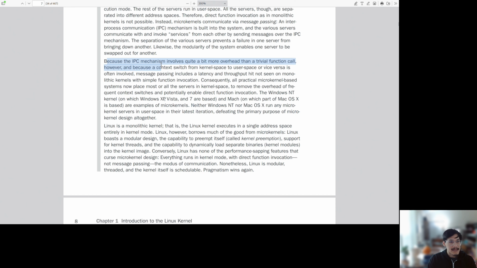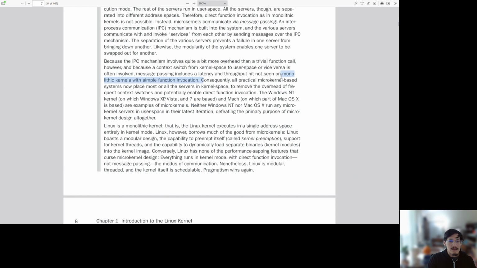Because the IPC mechanism involves quite a bit more overhead than a trivial function call, however, and because a context switch from kernel space to user space or vice versa is often involved, message passing includes a latency and throughput hit not seen in monolithic kernels with a simple function invocation. So they are less performant because of the IPC. There's latency involved from sending a message from one server to another in the microkernel system.